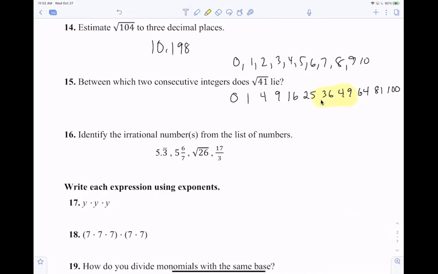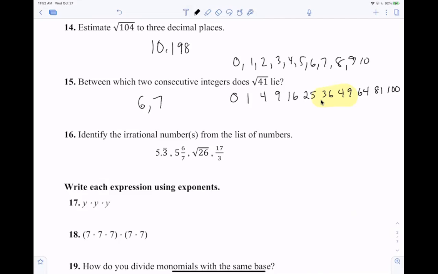So what integer is it between? Integers. Because remember, this is x squared. Oh, 7 and 8. What's 7 squared? 7 squared is 49. What's 8 squared? 64. So it's 6 and 7. There you go. It's between 6 and 7.